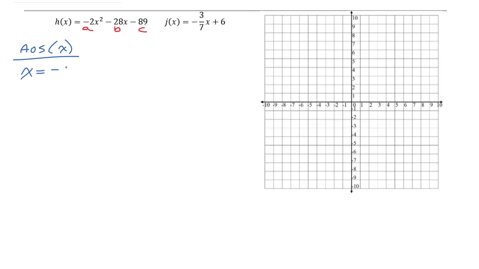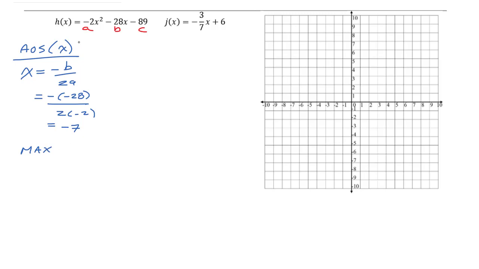The x-coordinate of our vertex, -b divided by 2a is our shortcut. So -28 divided by 2 times -2. All right, so we end up getting -7 out of that, right? All right, let's find, in this case, we're going to have a maximum.